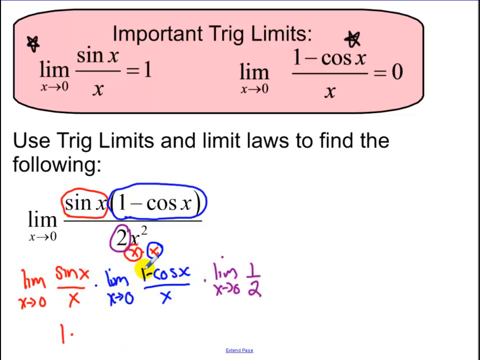Limit as x goes to 0 of 1 minus cosine x over x, well, that's equal to 0. And then lastly, limit as x goes to 0 of 1/2 is 1/2. Now because we had that 0 in there, this all simplifies to be 0. But the key thing is understanding that you're breaking it down. This middle step right here, that you're breaking it down, and showing me that that actual work is broken down. That's super important.